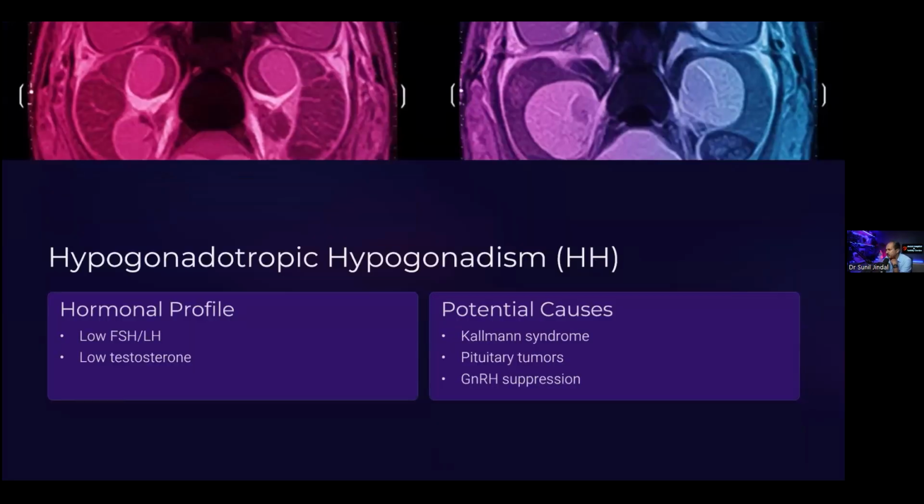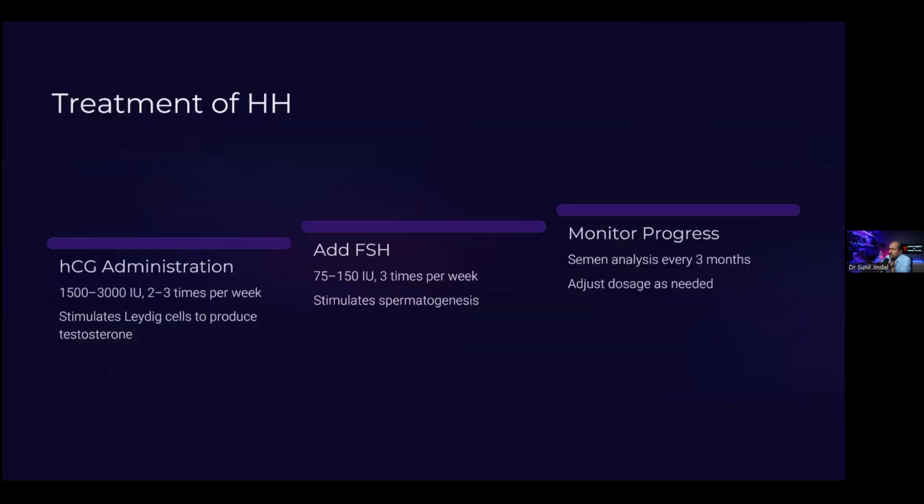So what you need to get done? You need to get done a hormonal profile. If the LH and FSH are low, as in Kallmann syndrome or pituitary tumors, you could give them HCG 1500 to 3000 IU 2 to 3 times per week. Now what does it do? It stimulates the Leydig cells to produce testosterone. And you could add FSH 75 to 150 IU 3 times a week to stimulate the spermatogenesis.